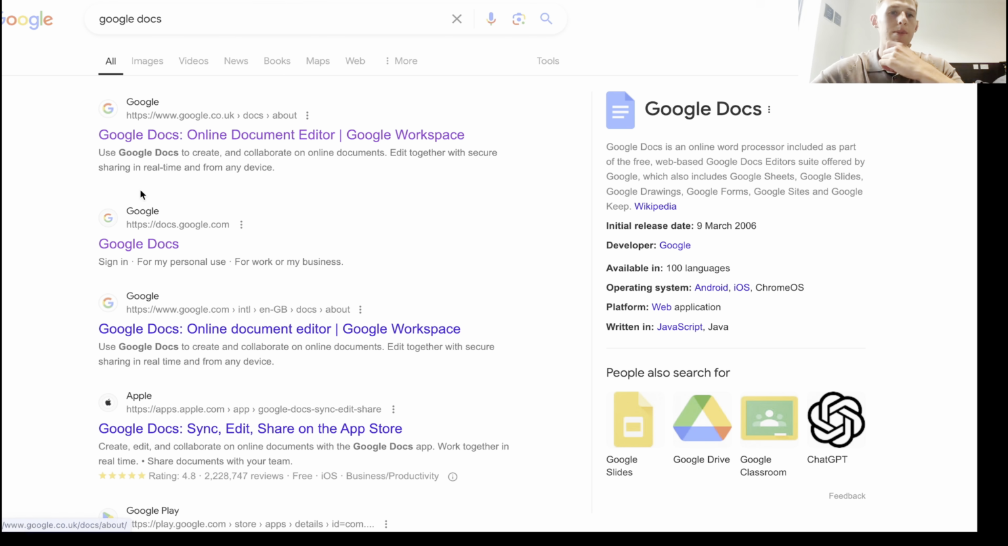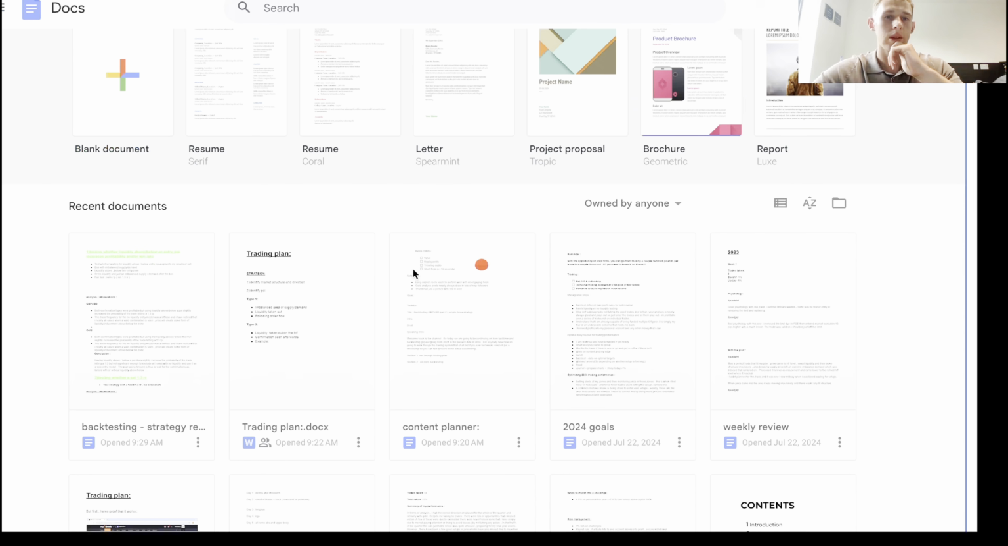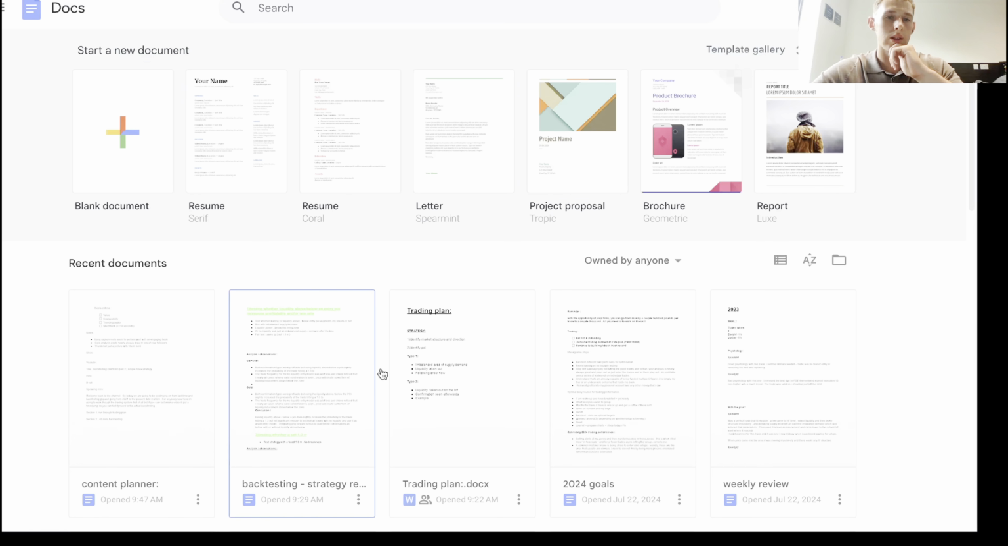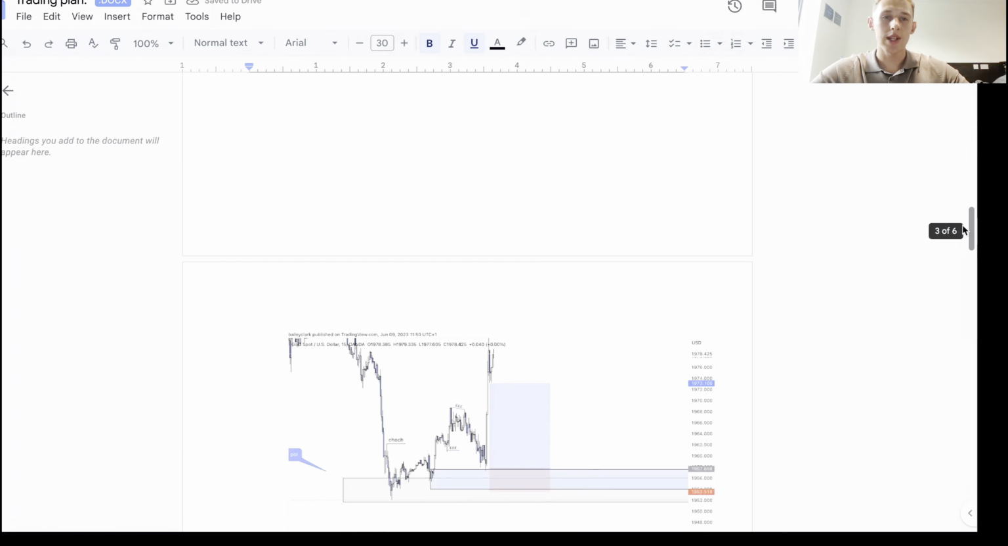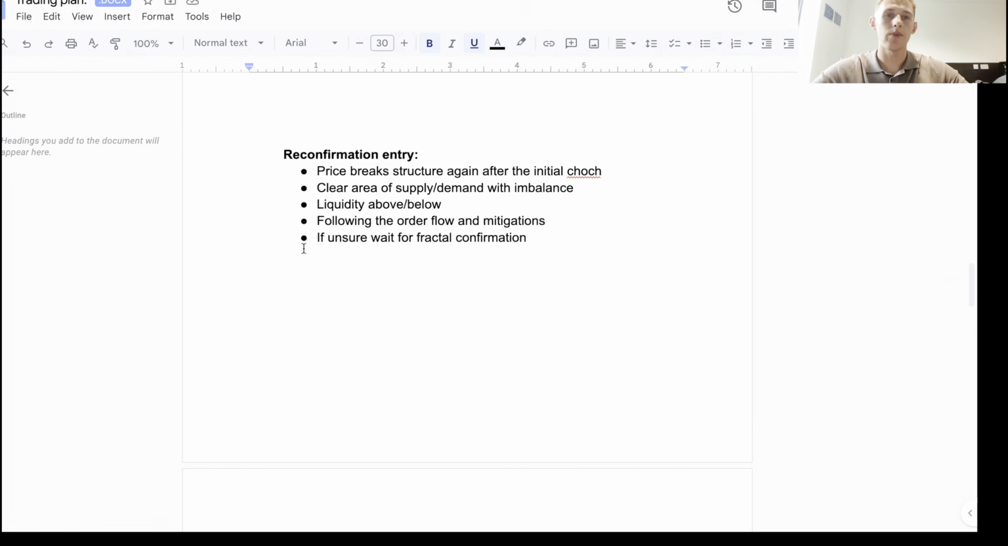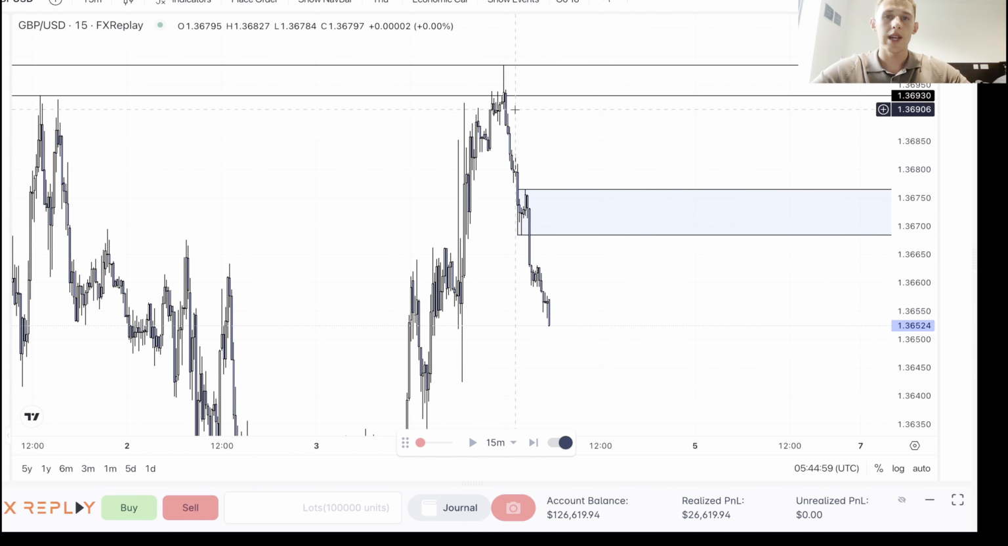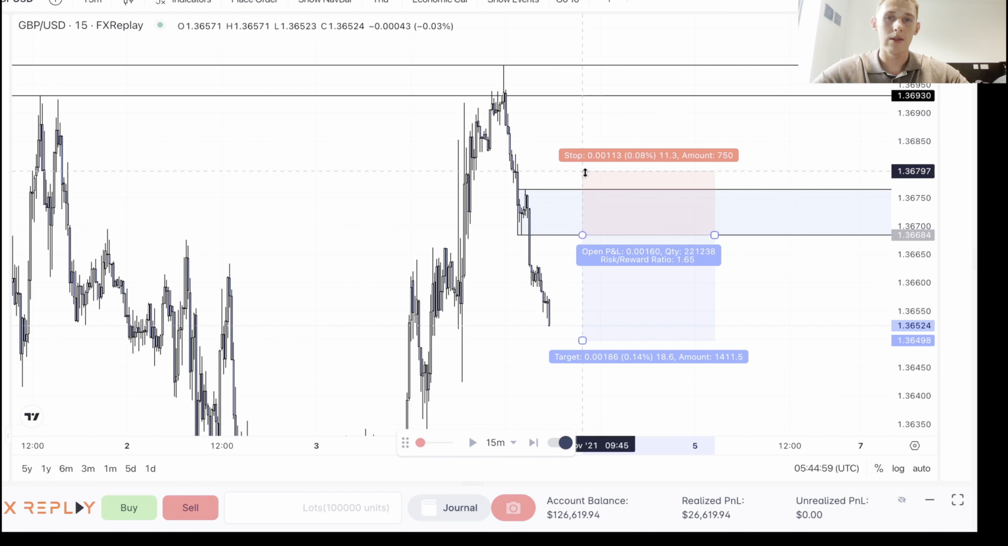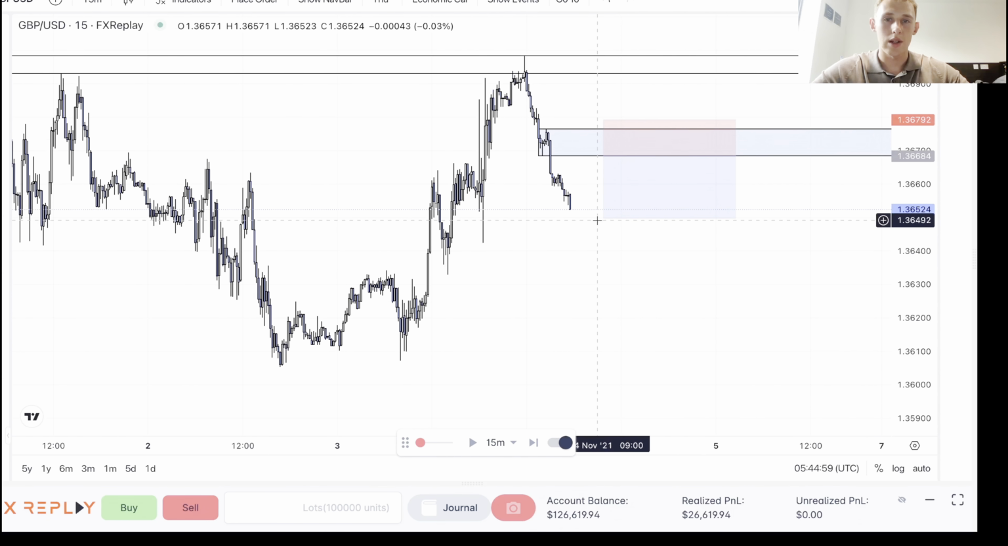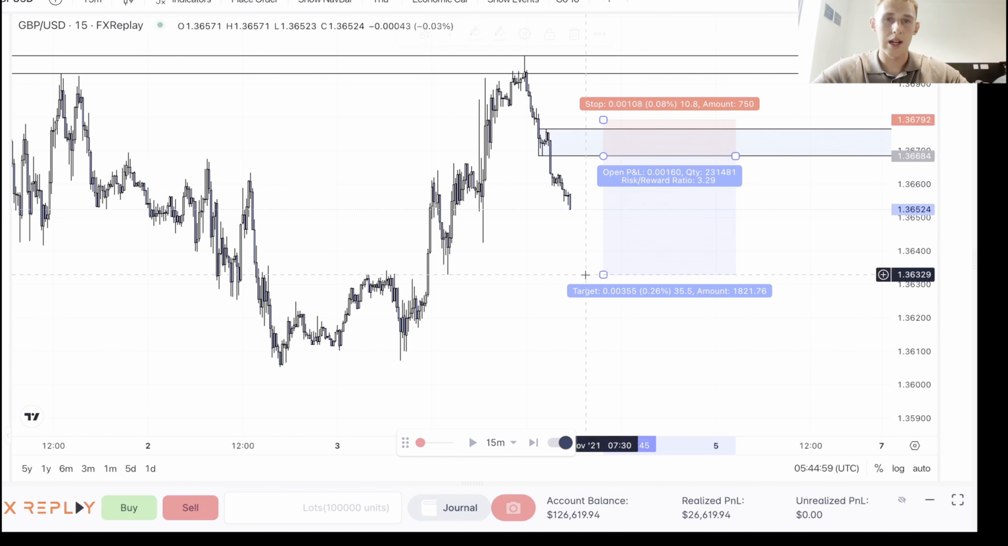But what we have is this area. So what I didn't actually mention is, if we go back to the trading plan, I have a second entry type, which is this one right here. Price breaks structure again after the initial change of character, there's a clear area of supply, and there's liquidity below it. So in this case, we had the initial change of character, price broke structure again, and we have an area of supply with liquidity below it. So I'm going to set a limit on this area, stops just above, and we will target this low right here.